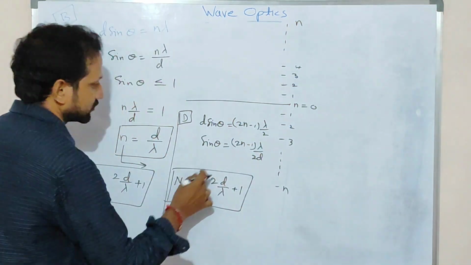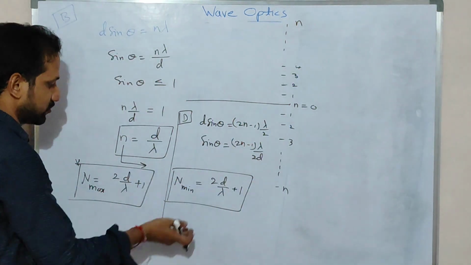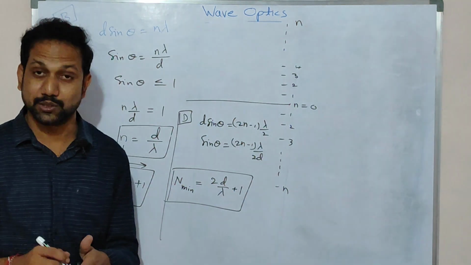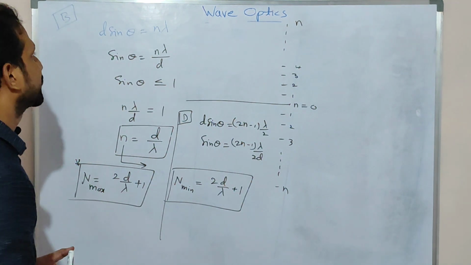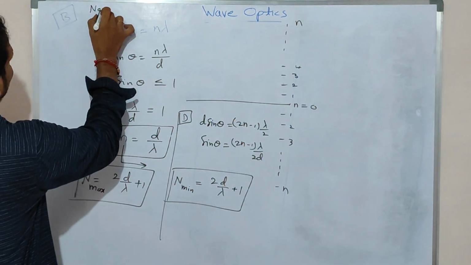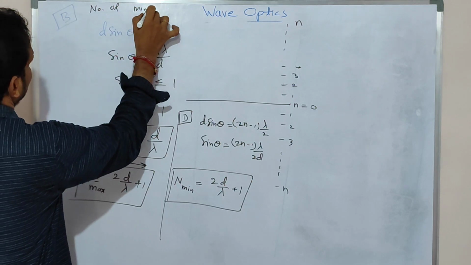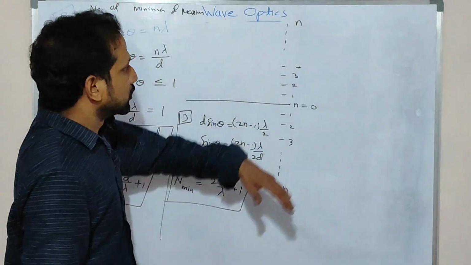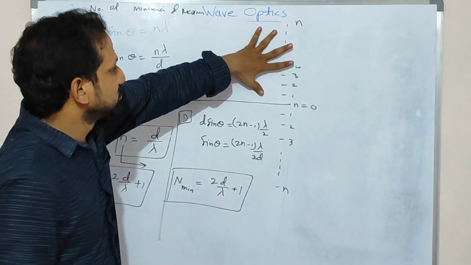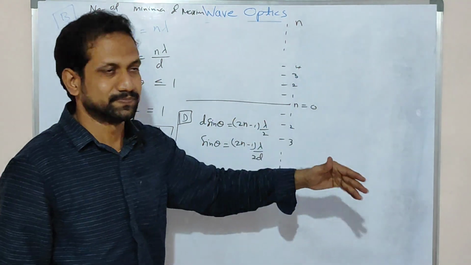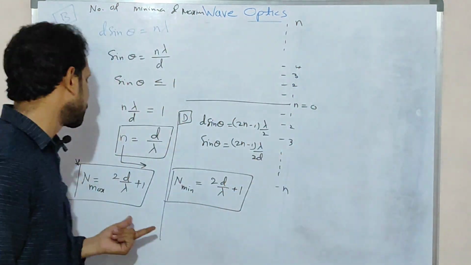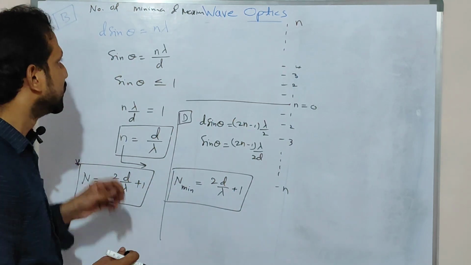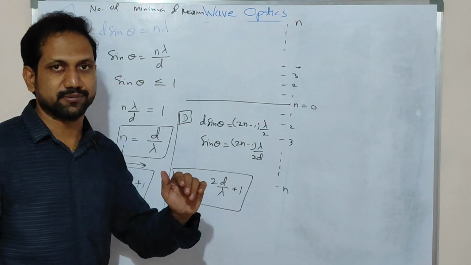If you proceed further, you will find the same thing. So what did you understand here? The number of maxima and the number of minima are equal. I hope you got it. That means the number of maxima above the reference line and below the reference line are equal. Including the central maxima, these many maxima will be there and these many minima will be there. And you know maxima stands for bright fringe, minima stands for dark.